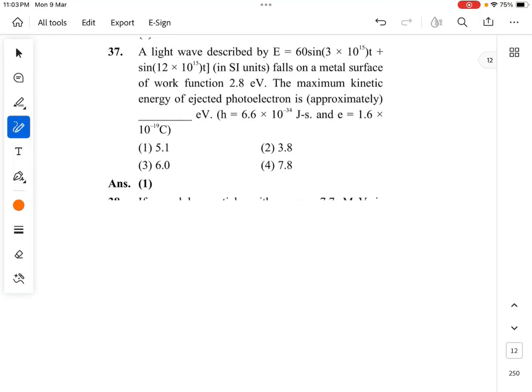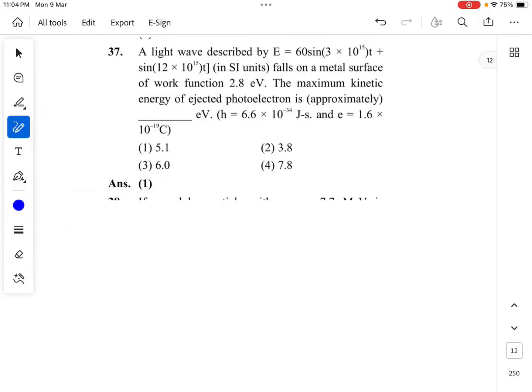Then the next question is about the photoelectric effect. Here the electric field function is given, but kx is not given in the wave function. 60 sine of some omega t plus sine of some other omega t. This omega represents the angular frequency, but you can convert that into frequency. Now the work function is given. The maximum kinetic energy of the ejected photoelectron is what is asked.